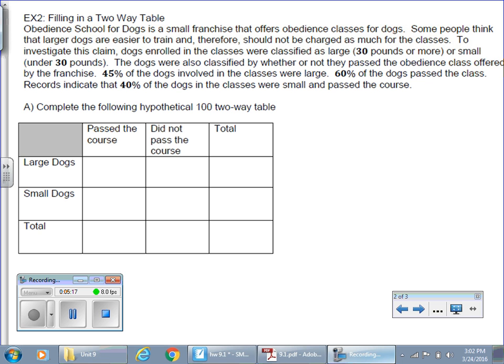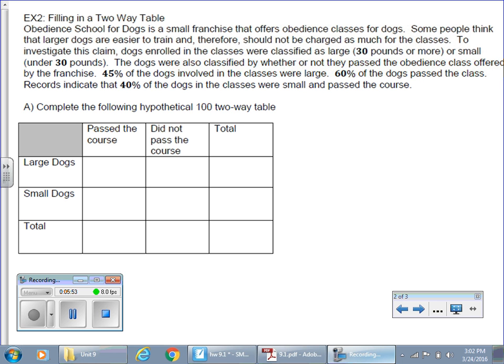Okay, I'm going to read it now so that we can dissect the information together. Obedience Schools for Dogs is a small franchise that offers obedience classes for dogs. Some people think that larger dogs are easier to train and therefore should not be charged as much for the class. To investigate this claim, dogs enrolled in the classes were classified as large if they're 30 pounds or more, or small if they're under 30 pounds. The dogs were also classified by whether or not they passed the obedience class offered by the franchise.